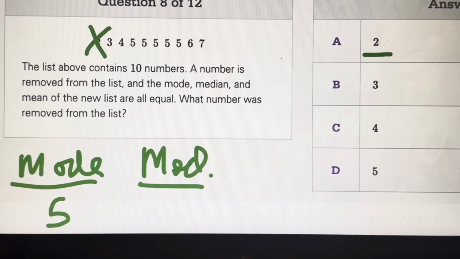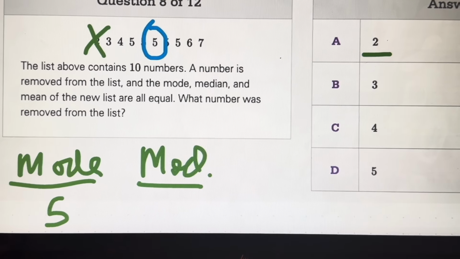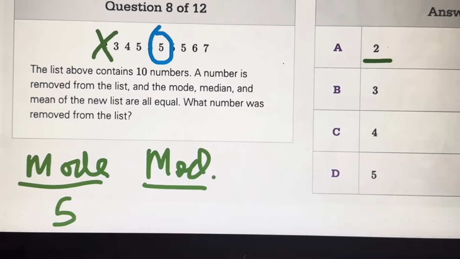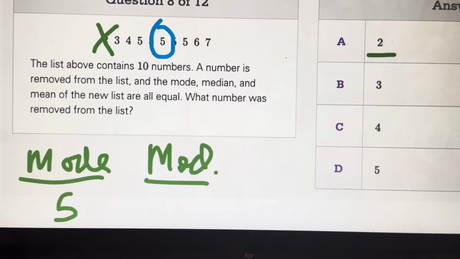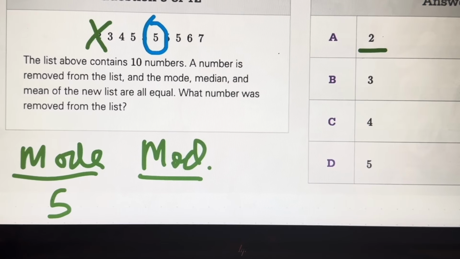I mean, I'm just talking visually. I was looking at it because 5 was reoccurring so much. That's why I didn't want to say 5. But yeah, you're focused on the mode. But I mean, it looks like it's the median also.